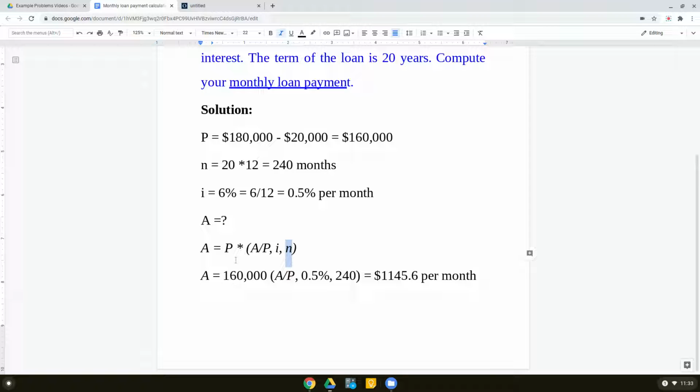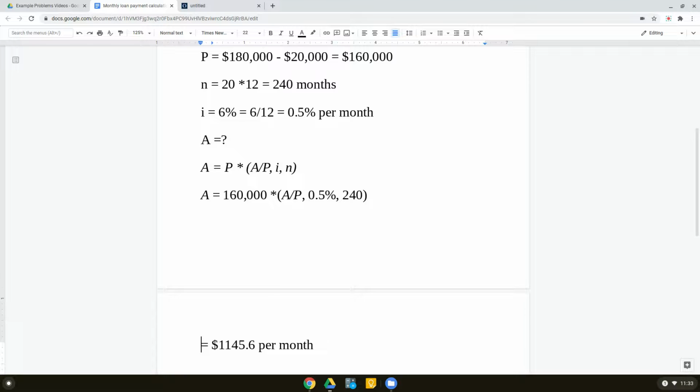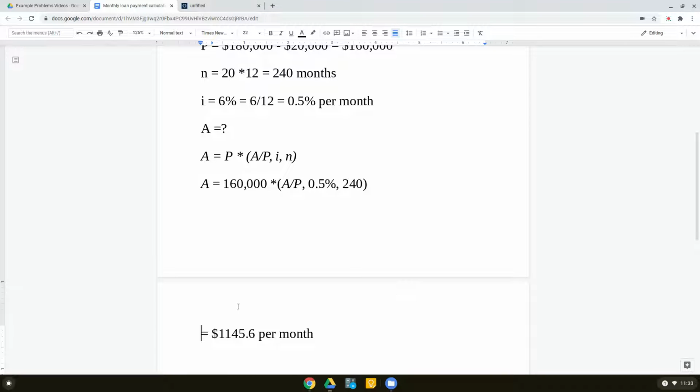A is equal to, value of P is $160,000, times the factor A given P at 0.5%. I already have the answer here, but let's see how I got to the answer. I is 0.5%, which we already calculated, and n is the number of payments or number of pay periods, which is 240. Okay, so now we want to find this factor.